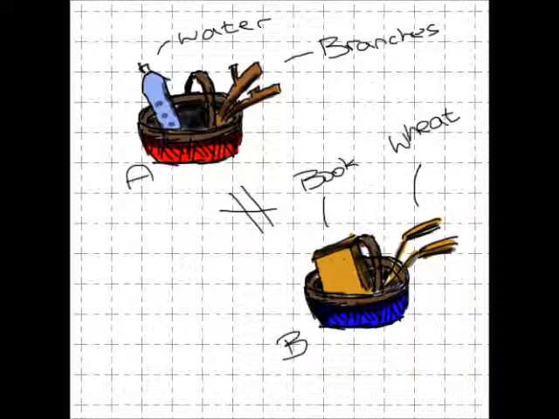For example, in this picture, you can think of the basket as a town. So town A has water and branches, but town B has books and wheat. So they have different resources, and the amount can vary too. So what is a resource? Resources are inputs you use to produce goods and services. Okay, then what is resource allocation? It's how you use resources to produce goods and services.